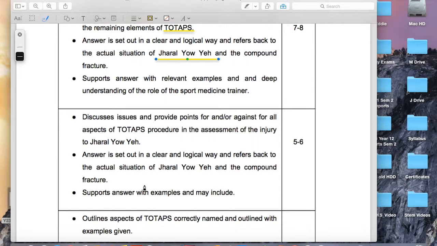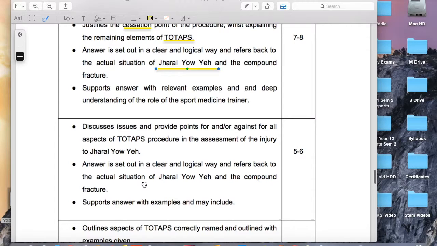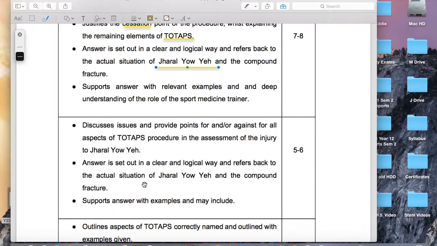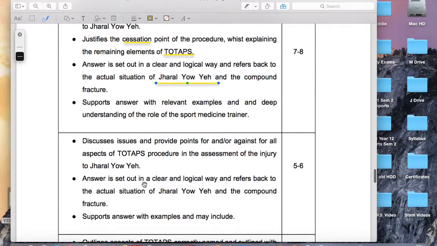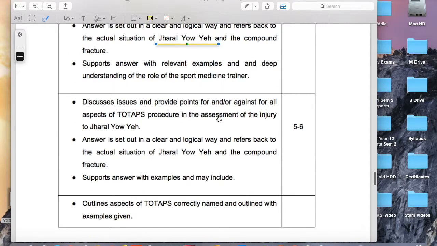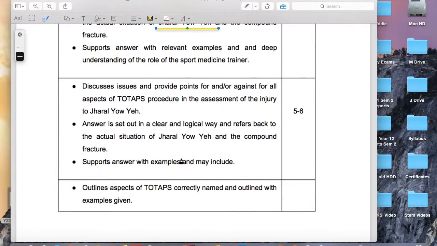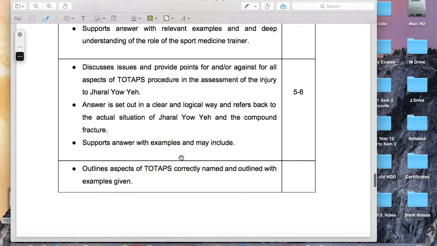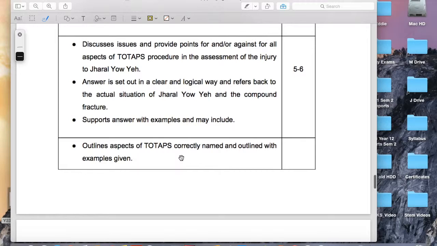You probably didn't look at when that toe taps situation will be ceased. So that element there is the one that's separated some boys between the top band and the next band down. You still need to support with examples, and you still needed to ensure that you knew each of the stages of the toe taps procedure.